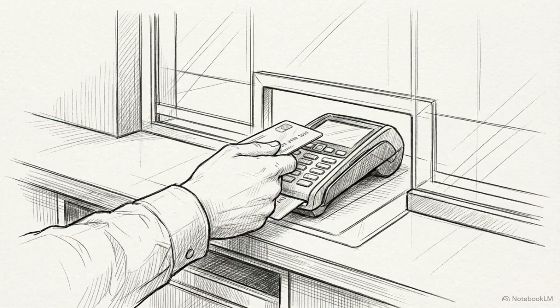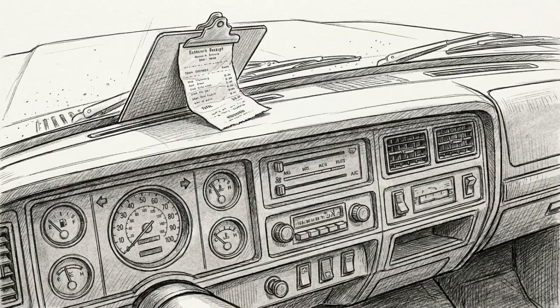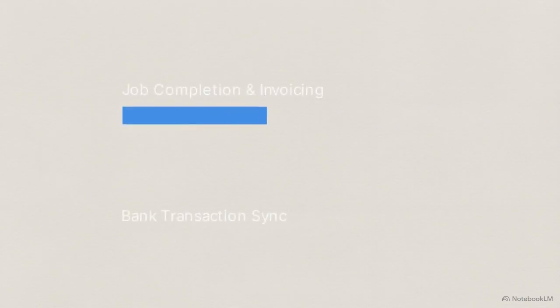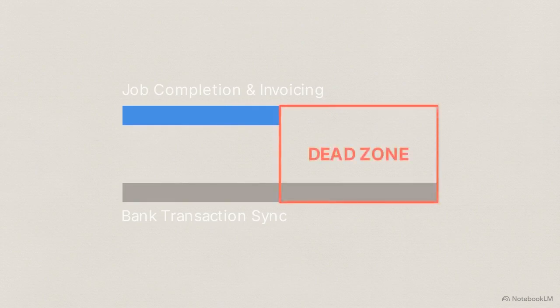A technician pays for a panel upgrade permit at the city office using the company card or cash, files the paper receipt in the truck, and moves to the next job site. This timeline identifies the dead zone, the gap between job completion and bank sync. For rush jobs, work is billed before the card transaction even posts.